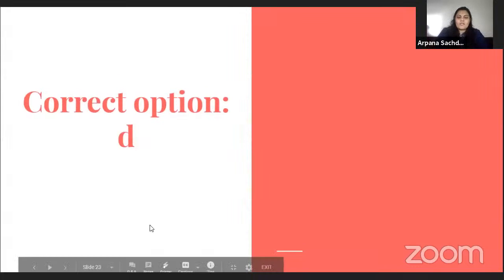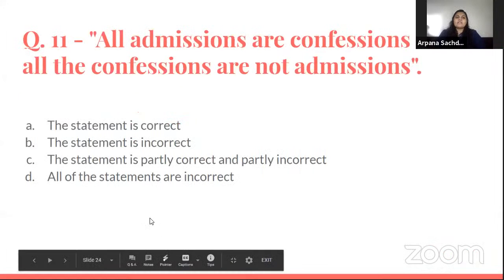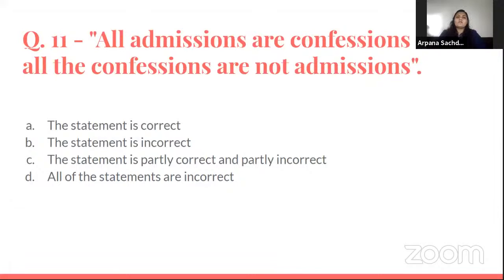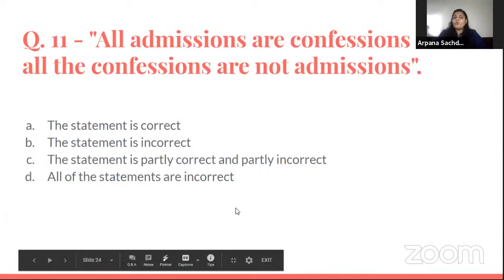So the next question, question number 11, says: all admissions are confessions, but all confessions are not admissions. The statement is correct. The statement is incorrect. The statement is partly correct and partly incorrect. All the statements are incorrect.